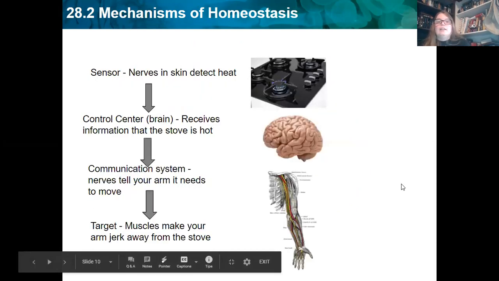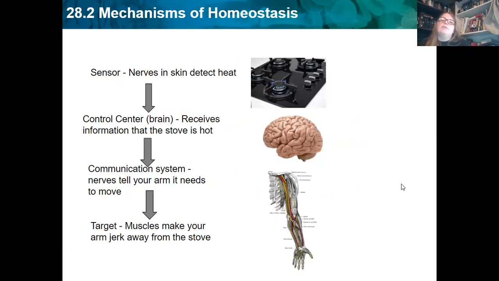So here's another example. This one's a little bit tidier. So if you're taking notes, this might be an easier way for you to write it. This is like if you touch a hot stove. So the nerves in your skin detect the heat. Your brain receives information that the stove is hot, then the nerves tell your arm that it needs to move, and then the target ultimately is your muscles that jerk your hand away so that you're not damaging yourself.